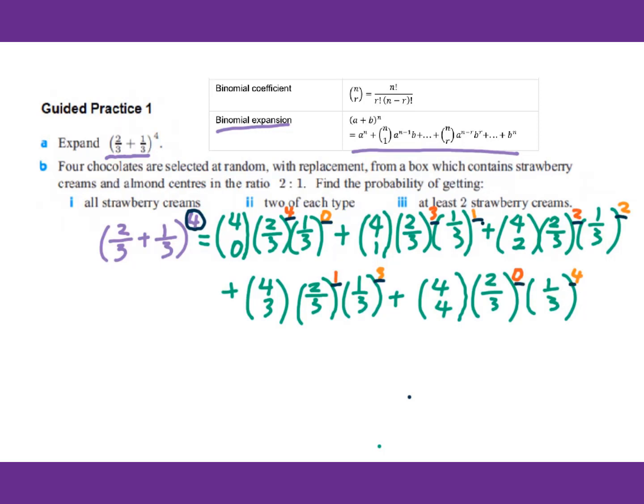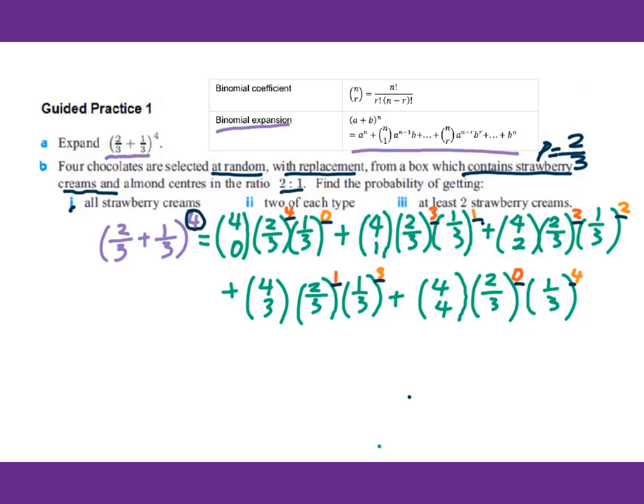Now let's go to B. 4 chocolates are selected at random with replacement from a box which contains strawberry creams and almond centers in the ratio 2 to 1. Find the probability of getting all strawberry creams. According to the given information, the probability for strawberry creams will be 2 over 3, because the ratio is 2 to 1.